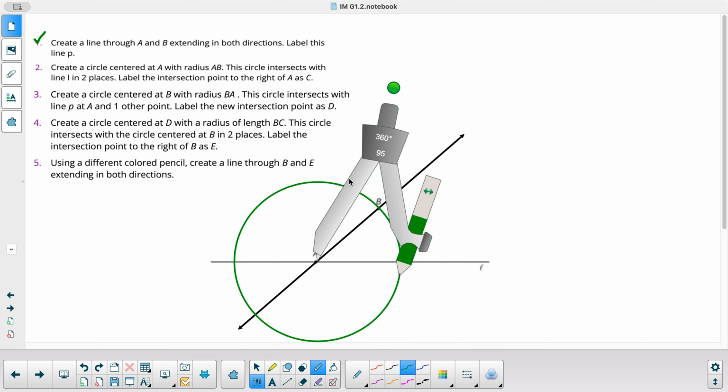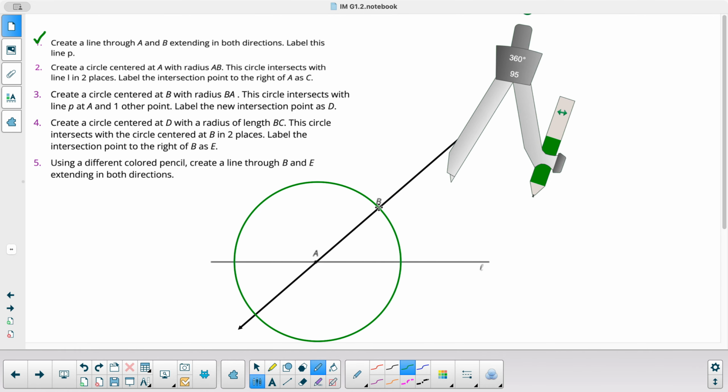Label intersection point to the right as C. So that would be to the right of A as C. So line L is right here. Here's my line L. So label intersection point to the right of A as C. So let's put this here. Call that C.